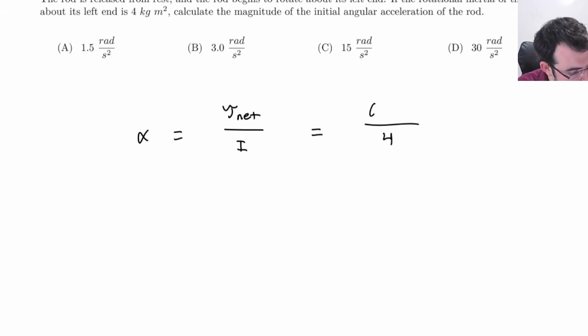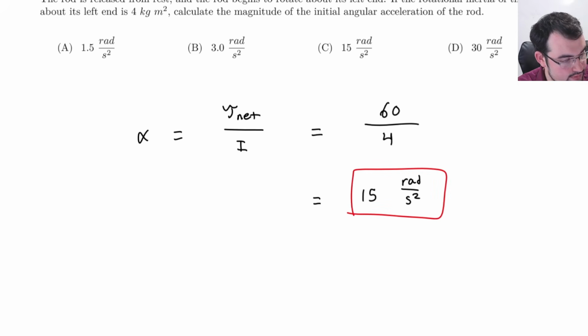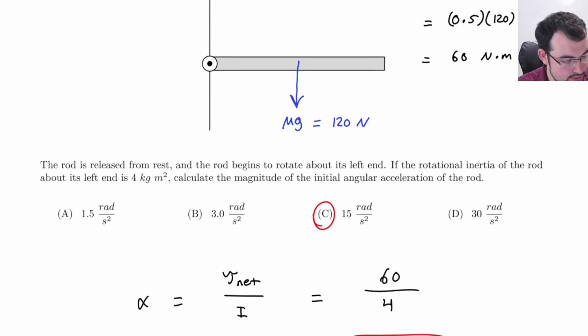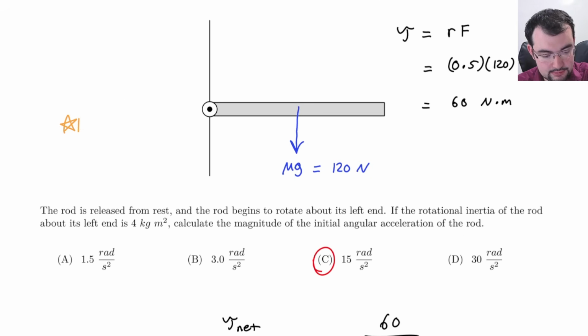So our torque was 60, and our rotational inertia was 4, so we get 15 radians per second per second. Multi-step, you had to combine torque and Newton's second law, so we'll say that is level 2.